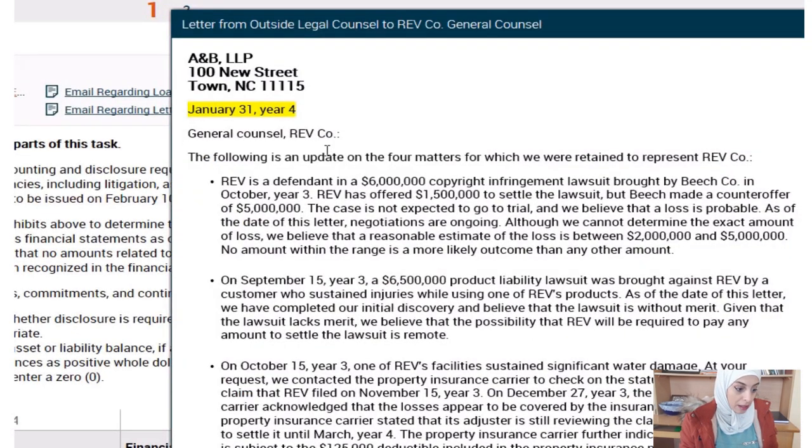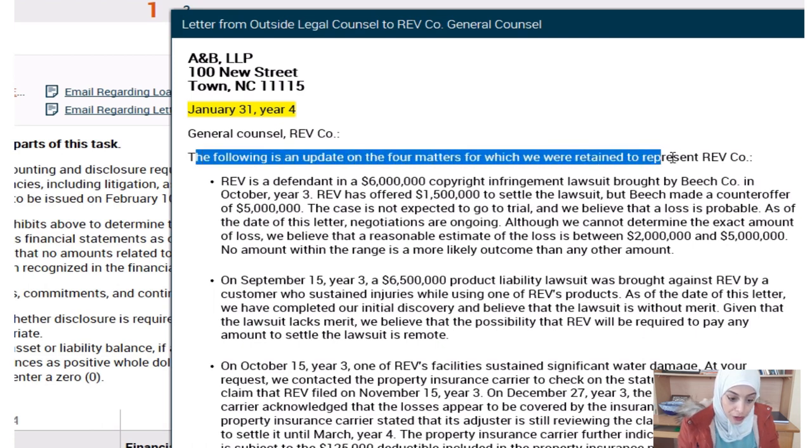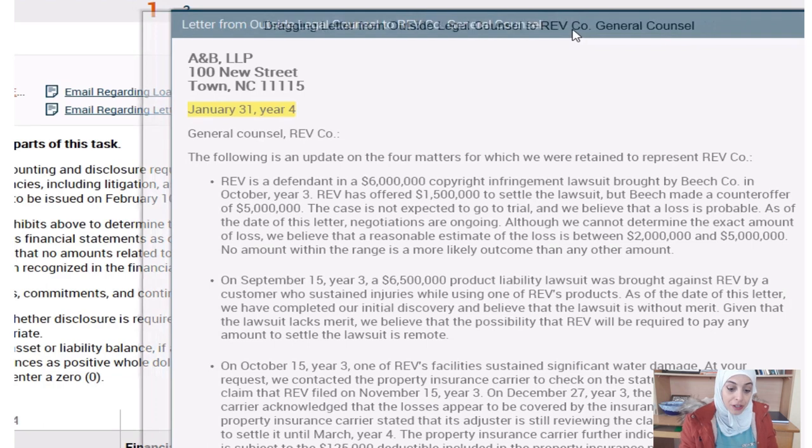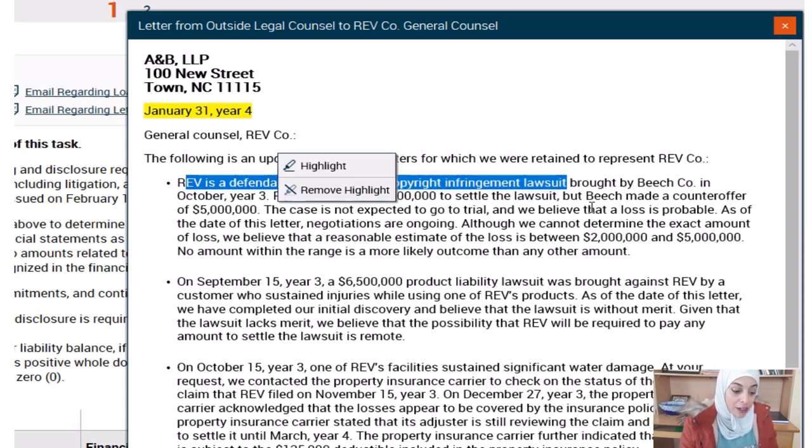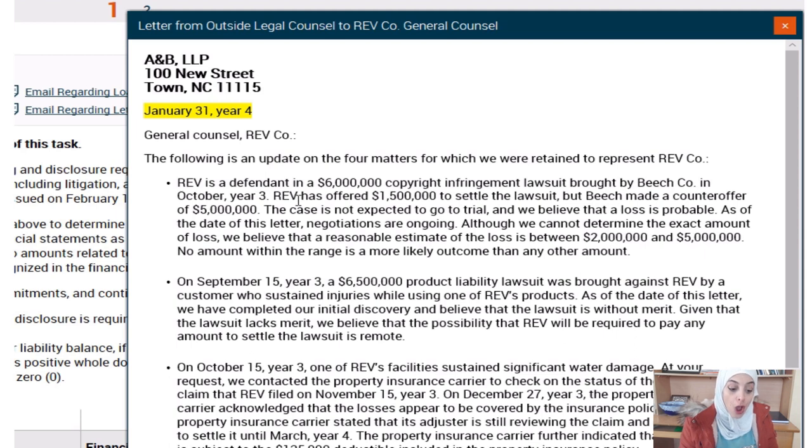It's a letter from the outside legal counsel, and it says, General Counsel, Rev Company, the following is an update on the four matters for which we were retained to represent Rev Company. Rev is a defendant in a $6 million copyright infringement lawsuit brought by Beach Company in October year 3. Rev has offered $1,500,000 to settle the lawsuit, but Beach made a counteroffer of $5 million. The case is not expected to go to trial, and we believe that a loss is probable. So pay attention here to keywords. Here there's the word probable, which is very important.